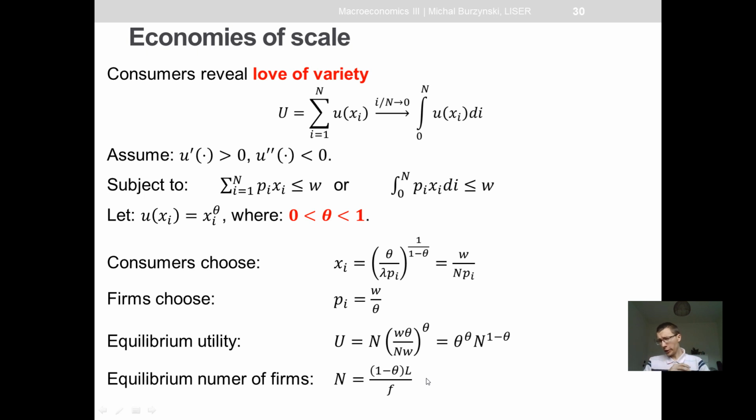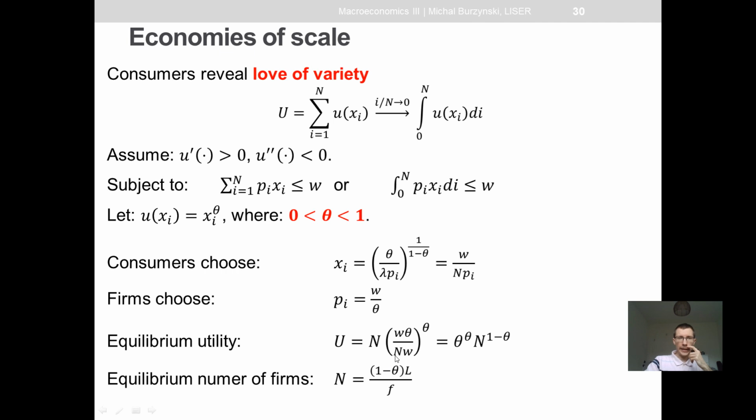Once again, what's the economic interpretation of this equation? The equilibrium number of firms is proportional to the scale of the economy. That is the number of consumers in the economy, and it's increasing in the scale of the economy. It is decreasing in the fixed cost of entry, which means that the larger the fixed cost of entry, the lower the number of firms in the equilibrium. And it's also dependent on this 1 minus theta.